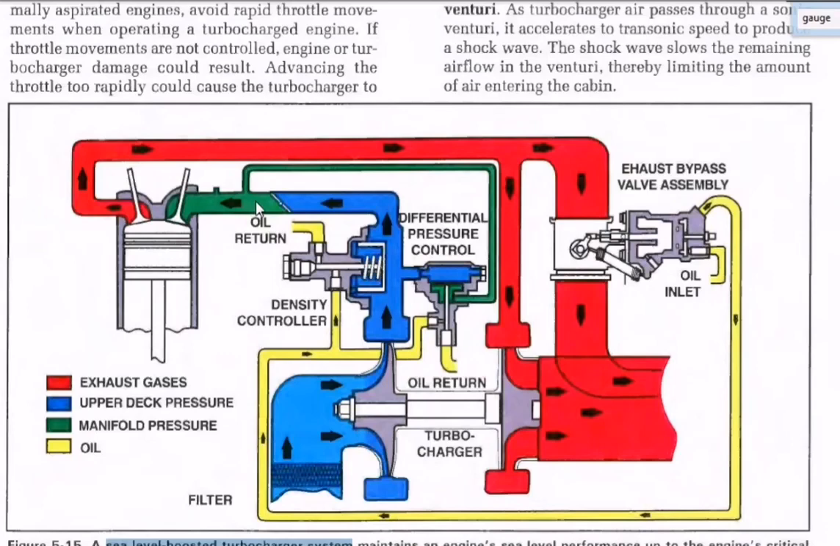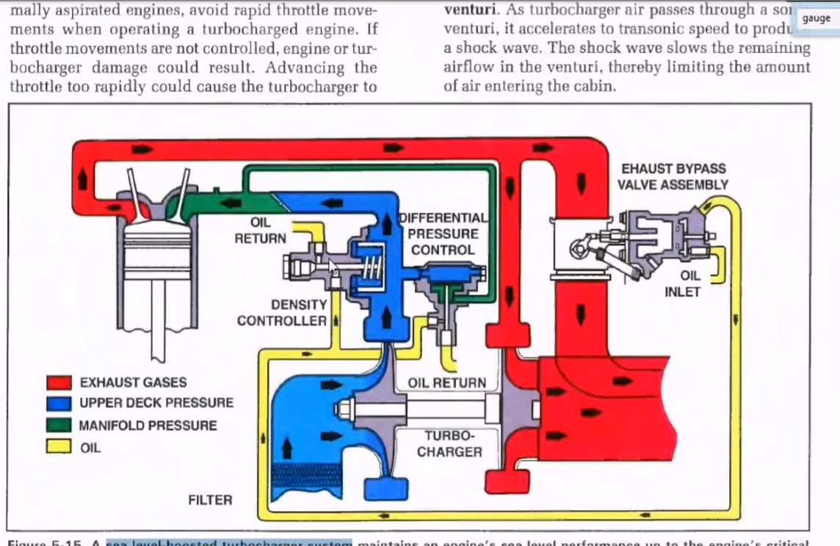Bila dia maintain 14.7 PSI, of course lah, density upper deck ni mesti pressure-nya lebih tinggi daripada manifold pressure. Pasal apa? Upper deck ni dia akan bagi untuk cabin pressurization, untuk instrument, untuk lain-lain, bukan setakat untuk manifold ni saja. Dia banyak lagi benda lain dia nak bagi. Jadi of course upper deck pressure should be higher than the manifold pressure. And this upper deck pressure is being sensed, being compared to the nitrogen bottle over here.